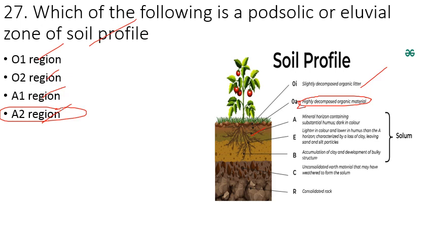Then comes the A layer, which contains substantial humus, dark color substance. Then comes the A2 layer, which is also known as the E layer, that is zone of elevation, and also known as zone of leaching, which is lighter in color. And whatever material is there leaches out from here towards the downward side. And this B layer, which is again the darker layer, is known as zone of alluviation. So the right answer of this question is A2 region, which is considered as the podsolic or alluvial zone of the soil profile.